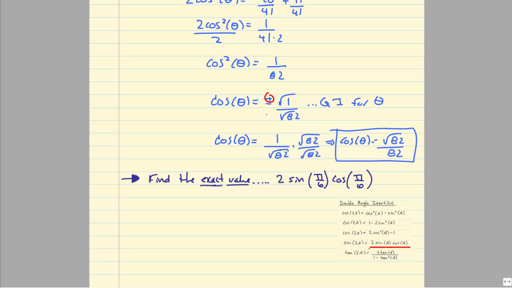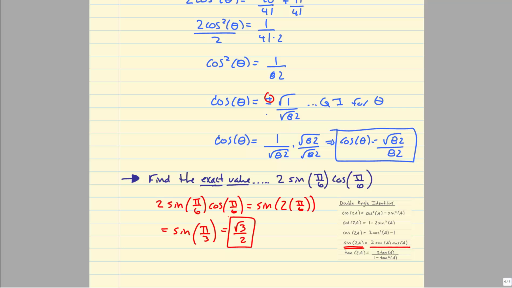So what I can do is say, okay, well that expression, 2 sine pi over 6 cosine pi over 6, is equal to sine of 2 times my angle. That's from right here. That would be sine of 2 times pi over 6. So the sine of 2 pi over 6 is the sine of pi over 3, and the sine of pi over 3, again this is a standard angle that we know, is the square root of 3 over 2. Okay, so I can use the standard angle here, and knowing our standard angles in our unit circle is absolutely crucial.